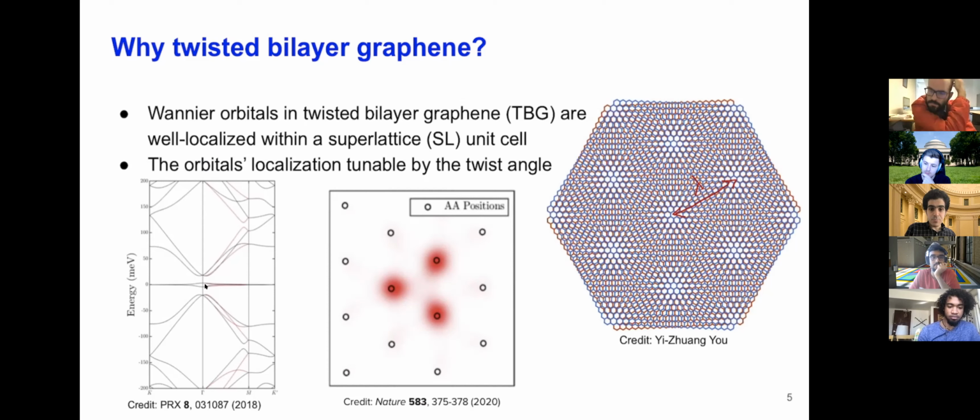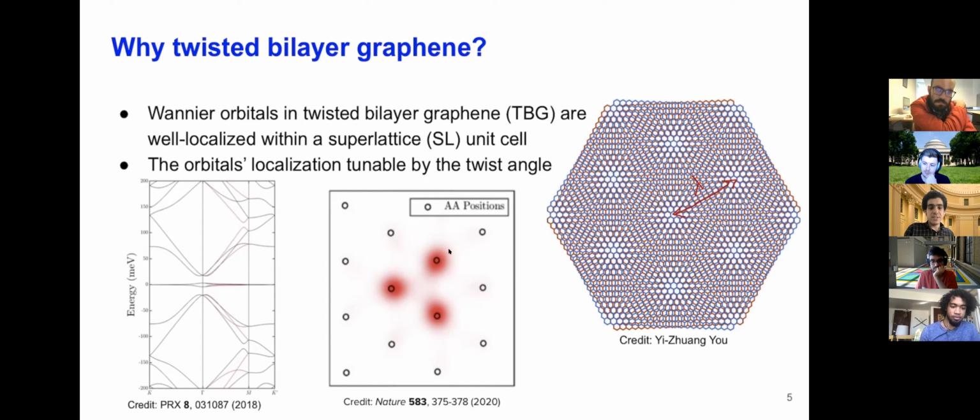And also the electronic states, sorry, the electronic states of these bands give us well-localized Wannier orbitals in the unit cell. So you can see here that this is my Moiré periodicity, and the Wannier orbitals of these flat bands are such that they have very high density in only parts of the unit cell.